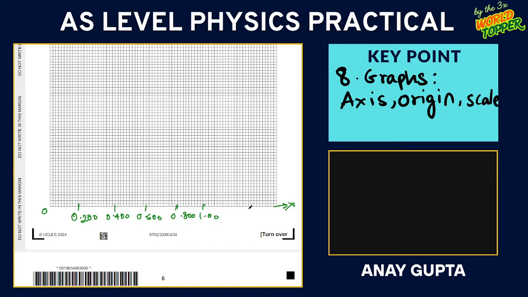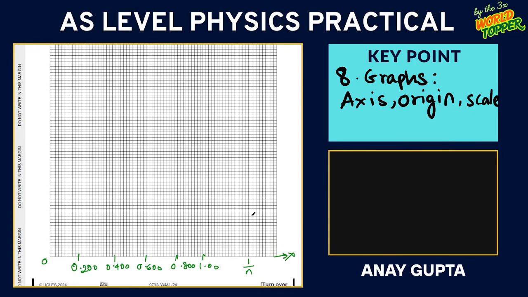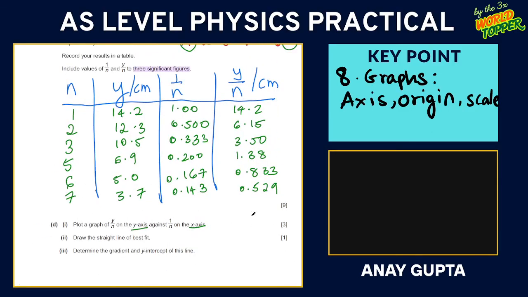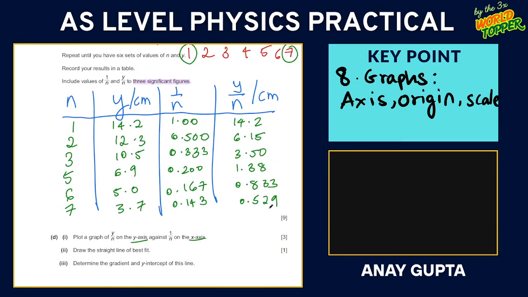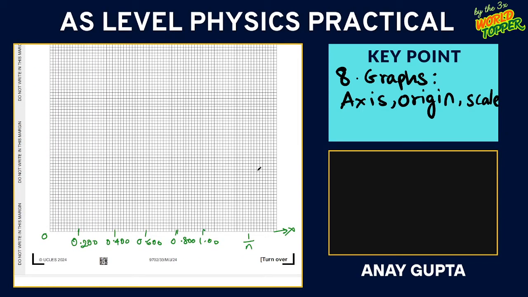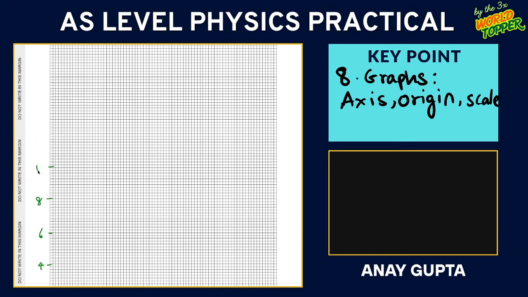Okay, and now I label my axis. This is 1 by n. Now similarly, if I count, there are about 12 big squares on the y-axis, and my values are from 0.529 to 14.2. What do I do in this case? I just take, say, 14.2, right? So I can take a scale of 2 for 1 big square. So let's say this is 2, this is 4, this is 6, this is 8, this is 10, about 12, 14, let's say this is 16.